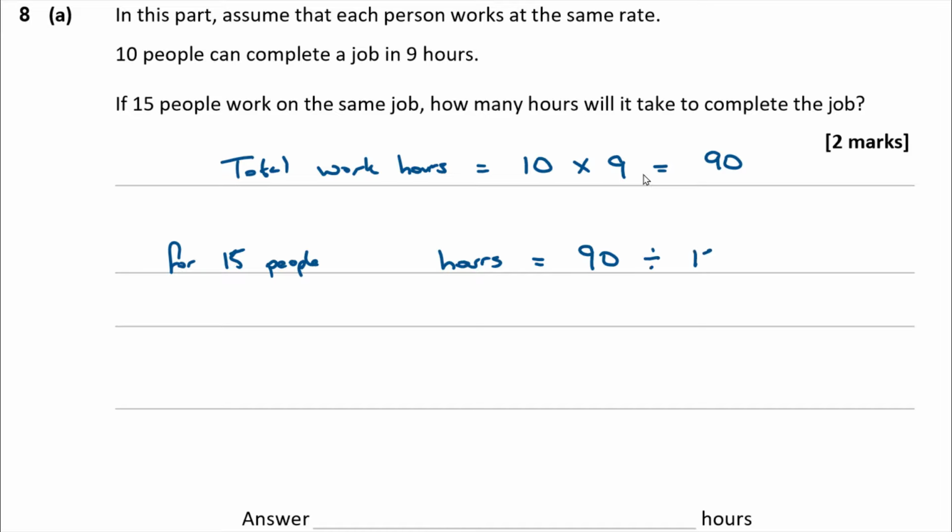So 15 into 90, I think that goes 6 times then, isn't it? So it's going to take them 6 hours. Just with these sorts of questions, easy to make a mistake. Just think, does it make sense? With more people, it's going to take less time, isn't it? So yeah, mine's gone down from taking 10 hours to taking 6 hours.